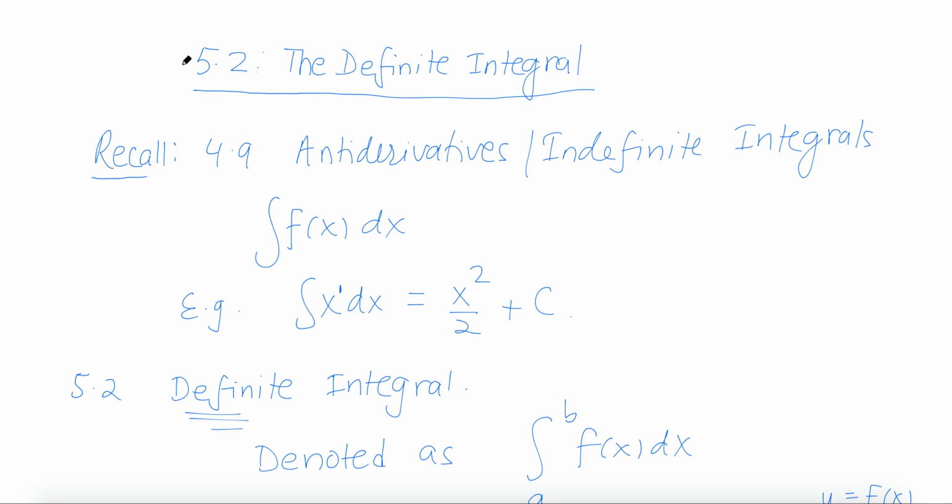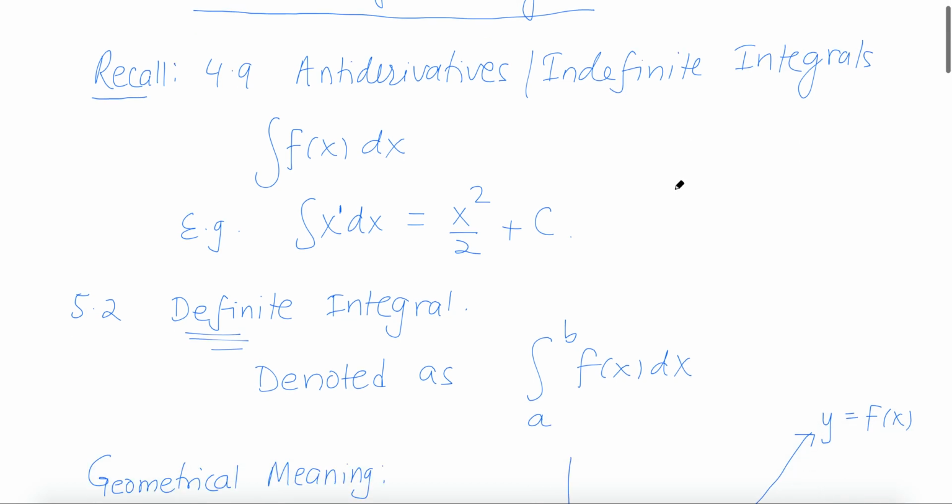So today we talked about 5.2, that is the definite integral. Before we talk about the definite integral, let's recall what we did in 4.9, and that was antiderivatives or the indefinite integral. The notation was this, the antiderivative of f of x dx. So here our variable is x.